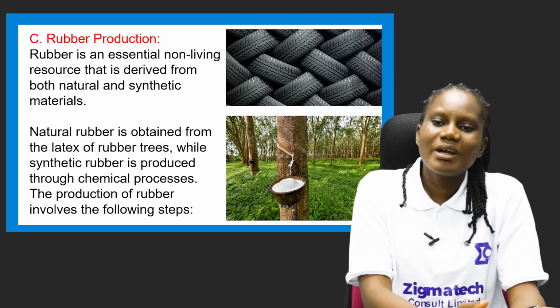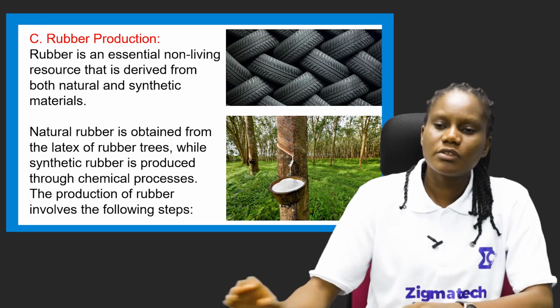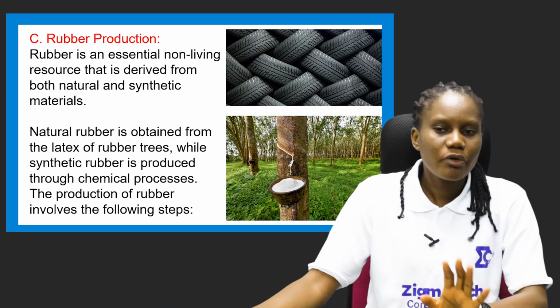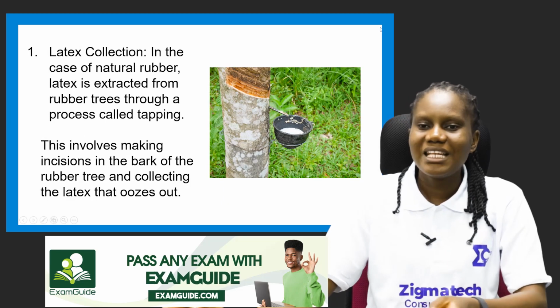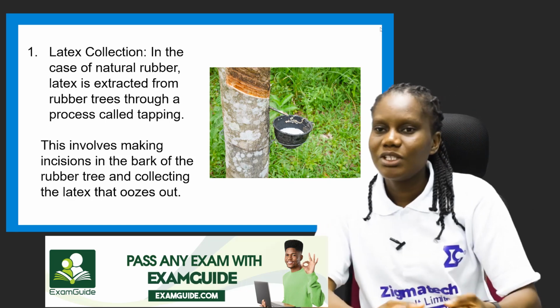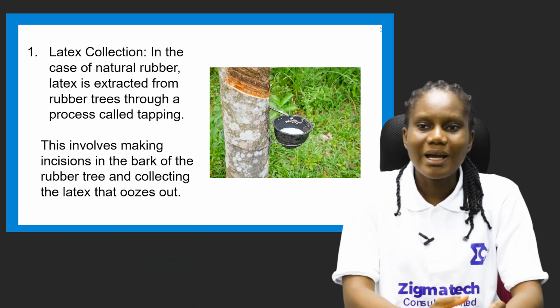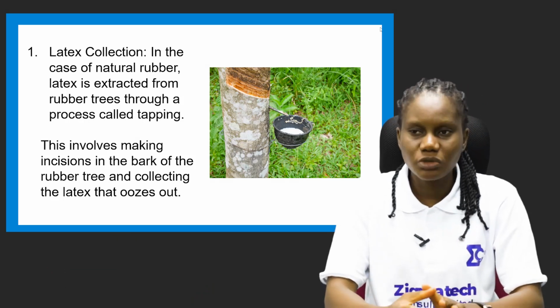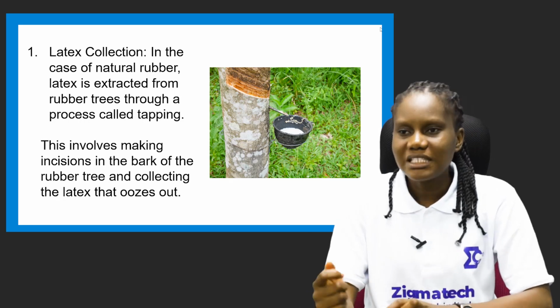While synthetic rubber is produced through chemical processes, the production of rubber involves the following steps. We're talking about natural rubber and not the synthetic rubber. For natural rubber, number one is latex collection. Just as we have in the picture, you collect your latex from the tree. In the case of natural rubber, latex is extracted from rubber trees through a process called tapping.